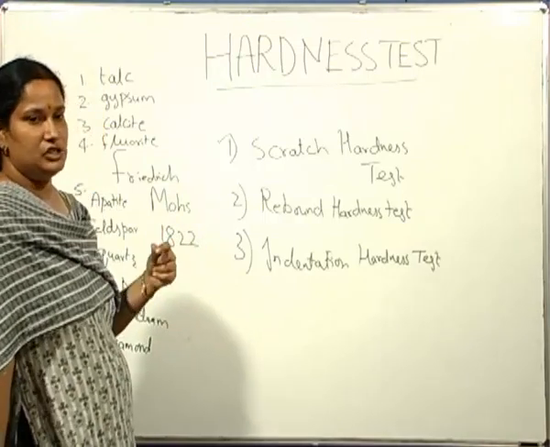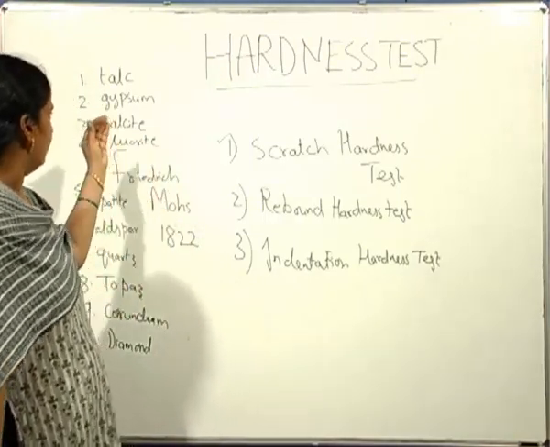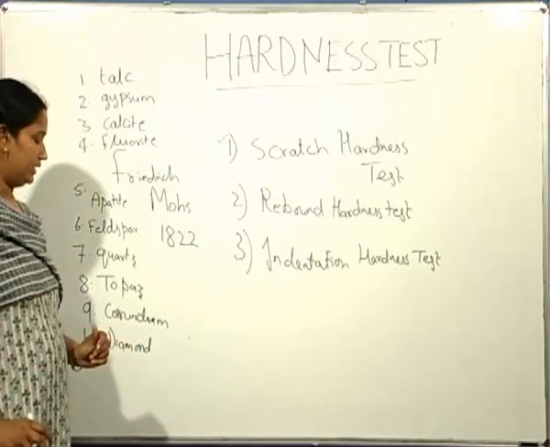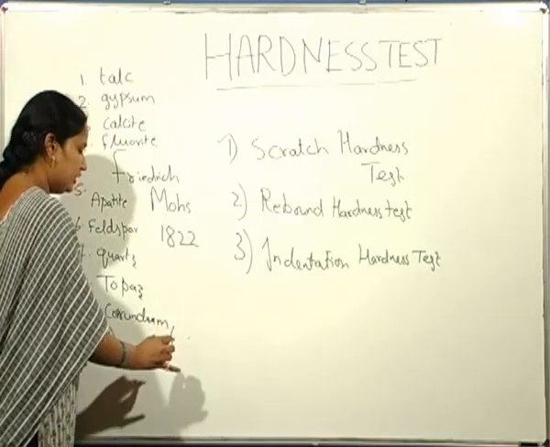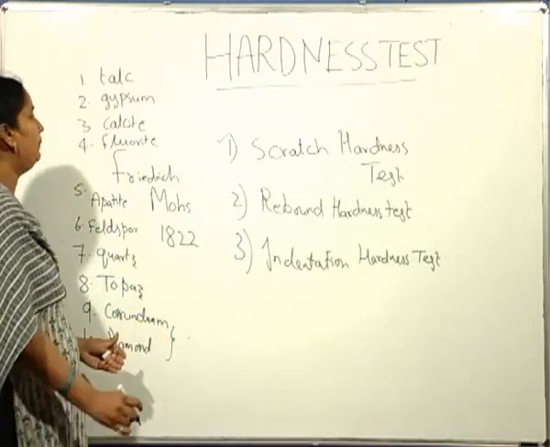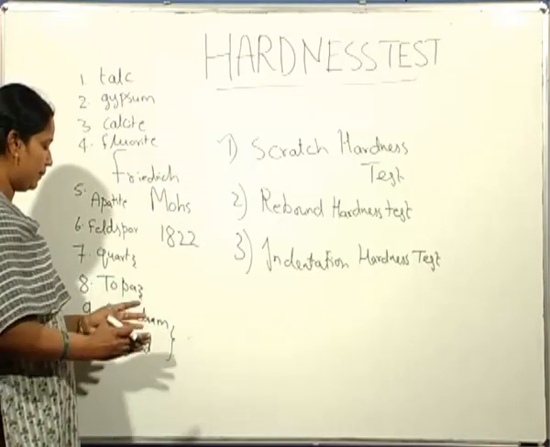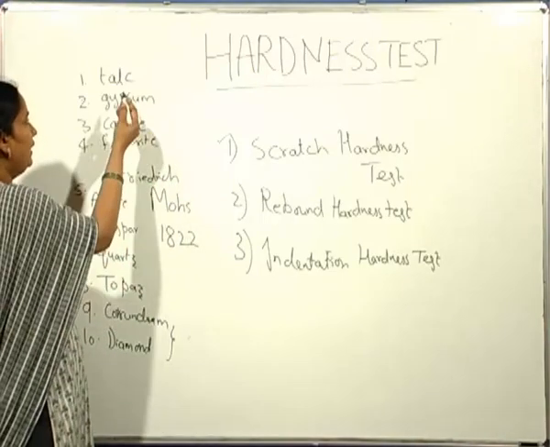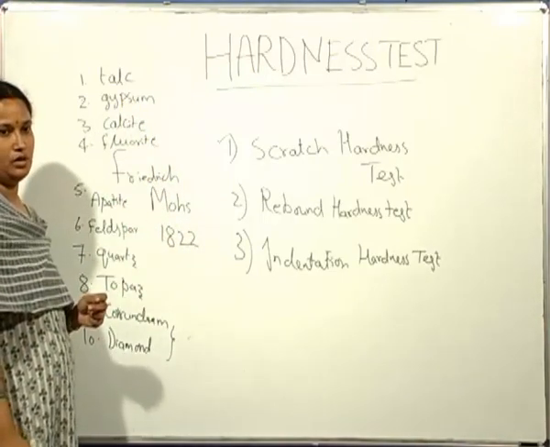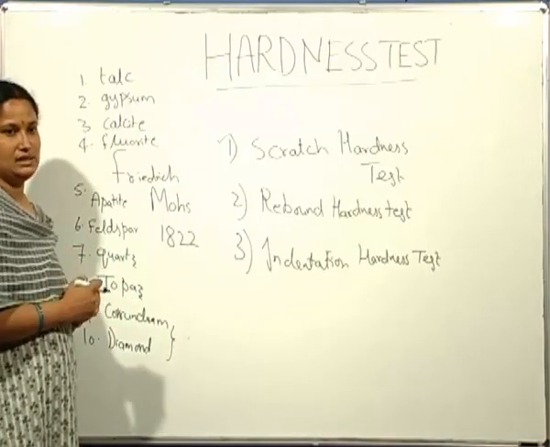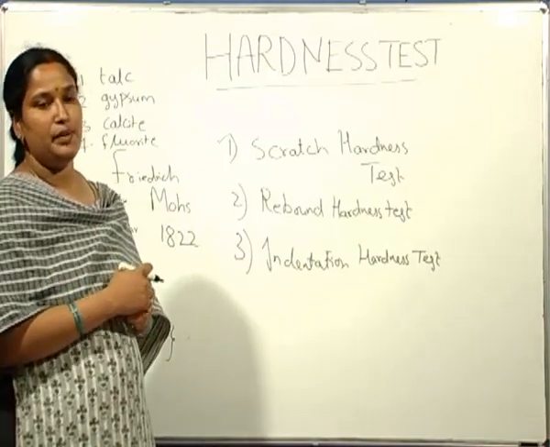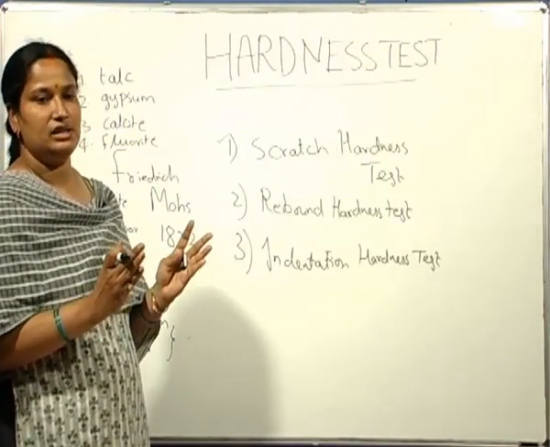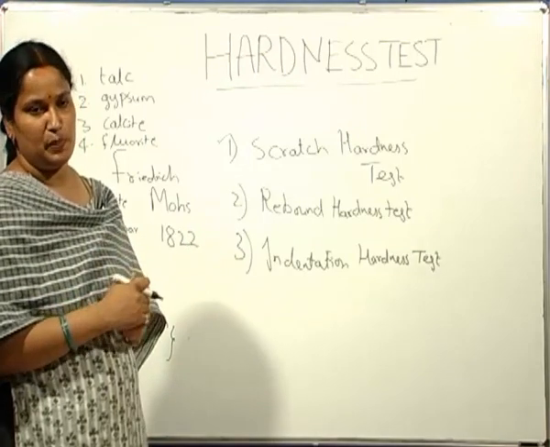But one disadvantage of this Mohs scale is that the intervals are not widely and equally spaced. For example, the interval between 9 and 10 is very high when compared to 1 and 2. The range between 9 and 10 is much wider when compared to 1 and 2. So for the case of metals, this is of limited usefulness. Why? Because this is more qualitative in nature, and the intervals are not equally spaced.